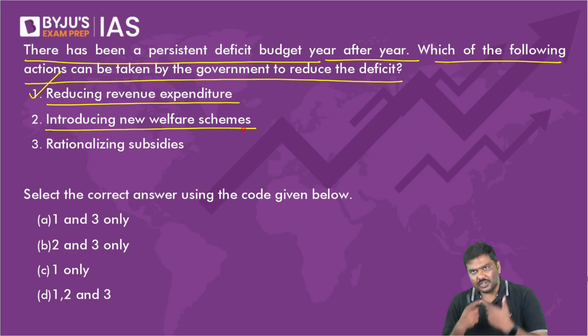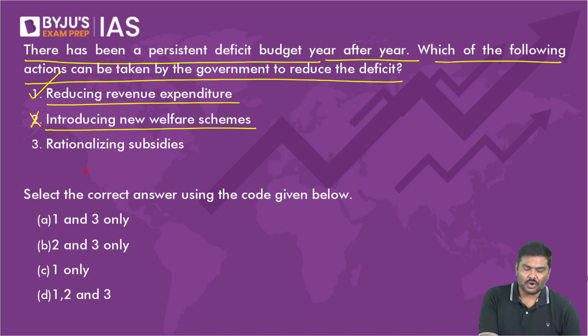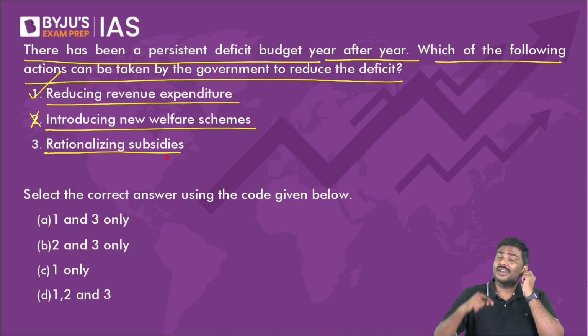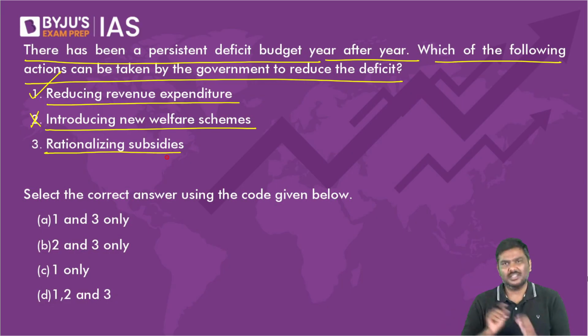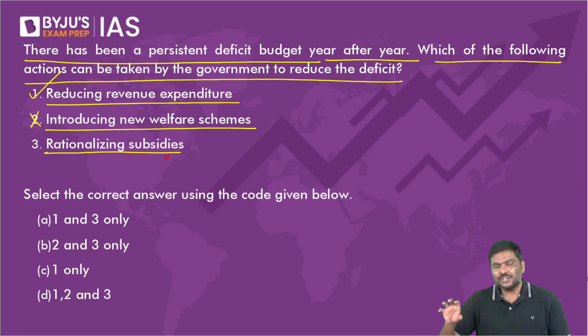Introduce new welfare schemes. If you introduce new welfare schemes, a deficit will increase and not reduce. Second one is wrong. Rationalize the subsidy. Rationalization means ensuring subsidies will reach the right beneficiaries. Very simple idea. Rationalization means you're trying to ensure through various policies only the right beneficiaries will get subsidies.